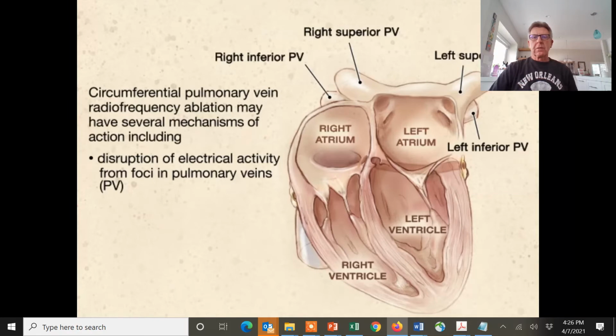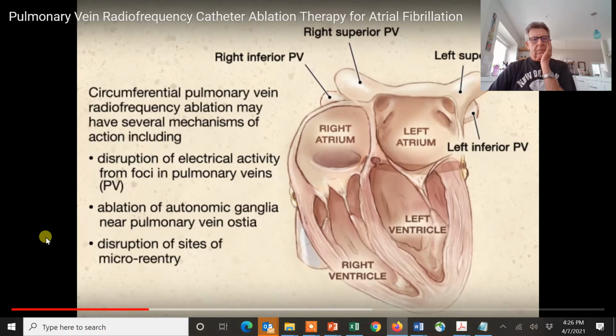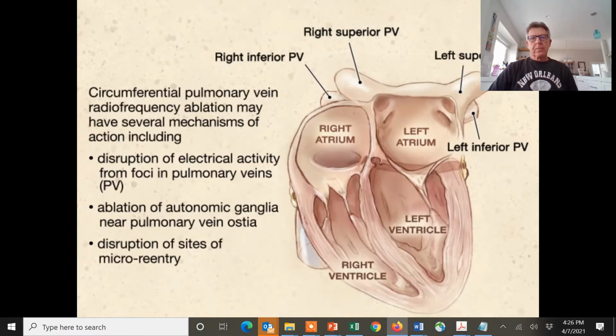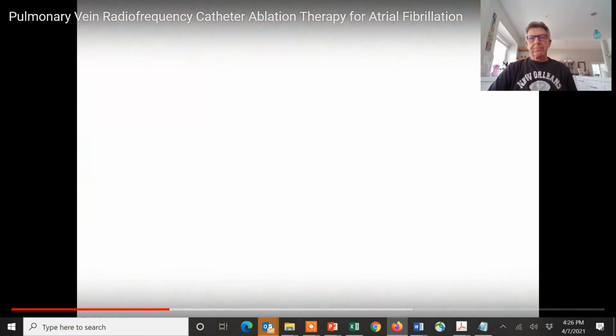Of electrical activity from arrhythmogenic foci in the pulmonary veins. Other mechanisms by which the procedure may prevent atrial fibrillation include ablation of autonomic ganglia, which are located near the ostia of the pulmonary veins, and disruption of sites of micro-reentry. Although the best results of ablation therapy are obtained in patients with paroxysmal atrial fibrillation, this strategy is also commonly used for the treatment of persistent atrial fibrillation.